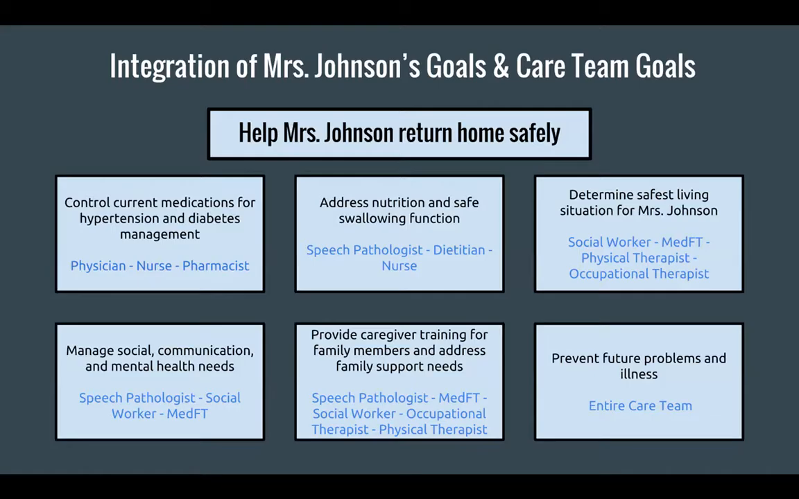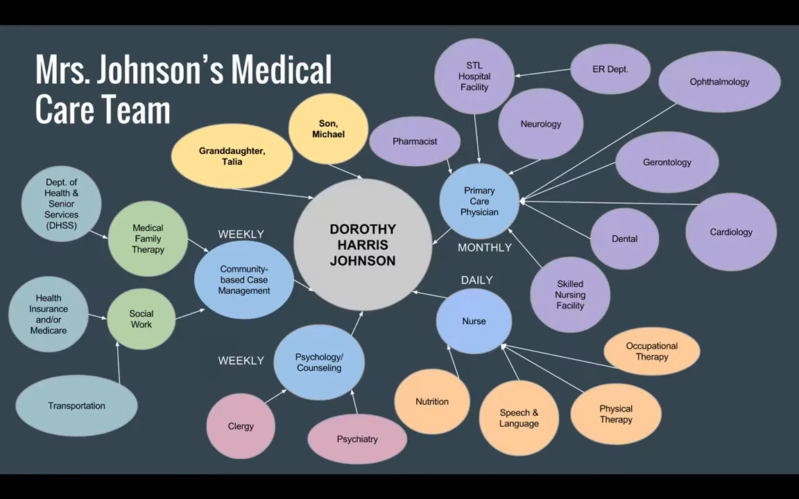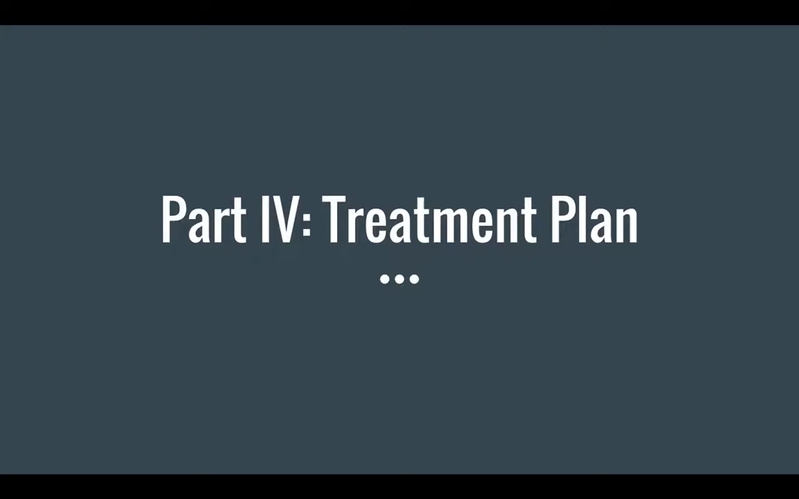And that would include the speech pathologist, medical family therapist, social worker, OT, PT, and then finally preventing future problems and illness, which we know would take the entire care team, all to get to our final goal of helping her get home. And as we already talked about this huge group, this is how we're going to get to the goal, by having all of these professionals collaborate together to ensure her success.